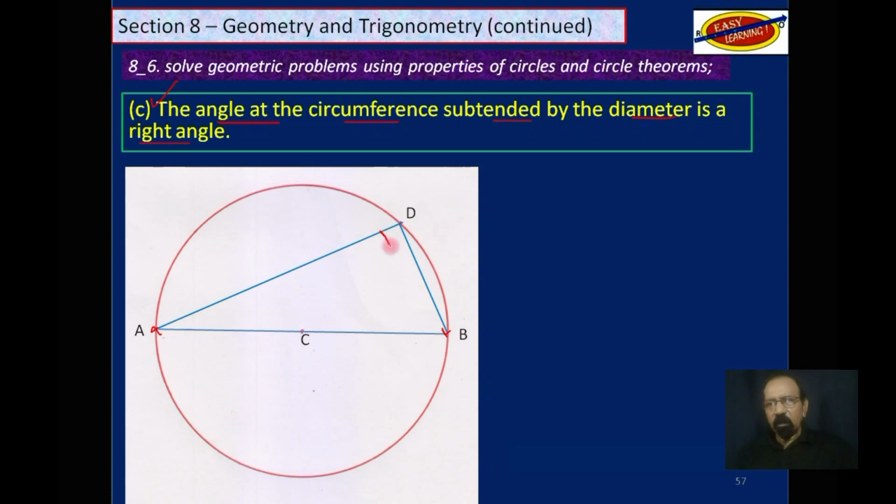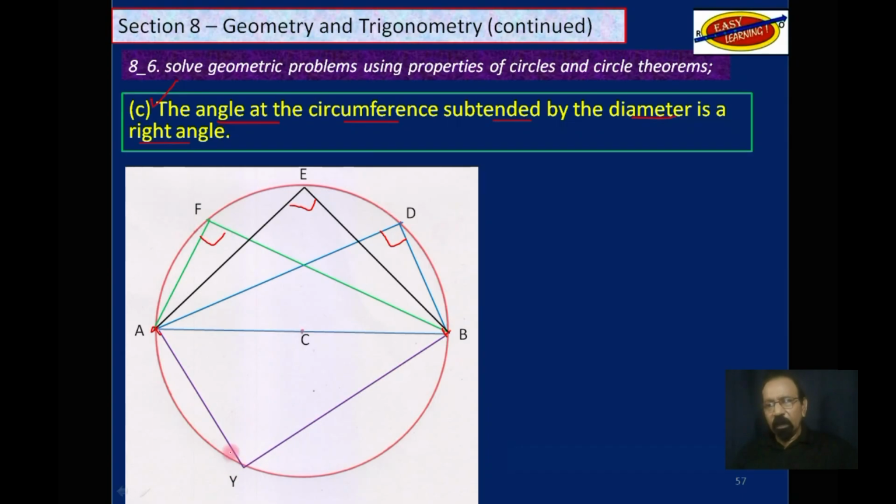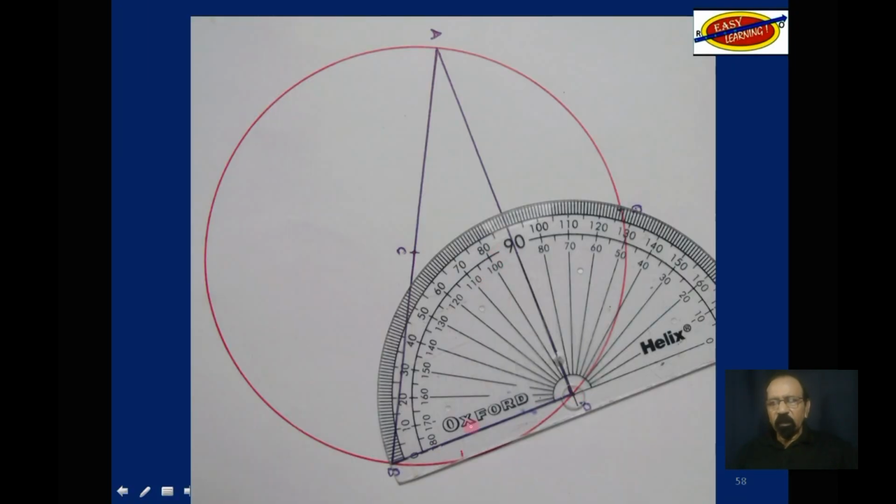That angle there is a right angle. Let's choose E here. That angle there is a right angle. Or F, that angle there is a right angle. Or coming down on the other side down here, Y, this angle is a right angle. This is what this circle theorem says. If you use the diameter and you draw any angle to the circumference on any side, those angles will always be right angles. Let's measure this one.